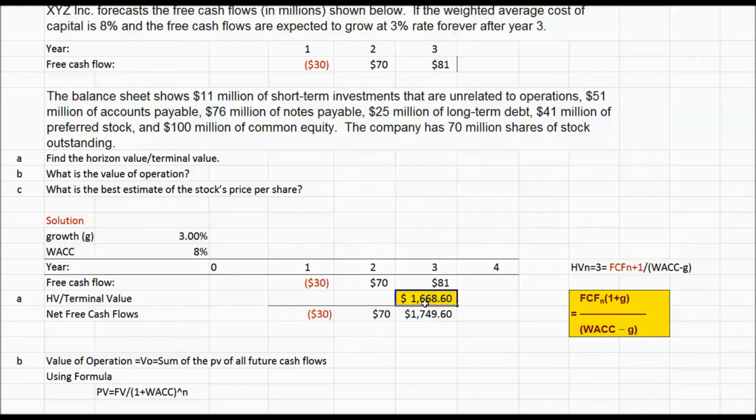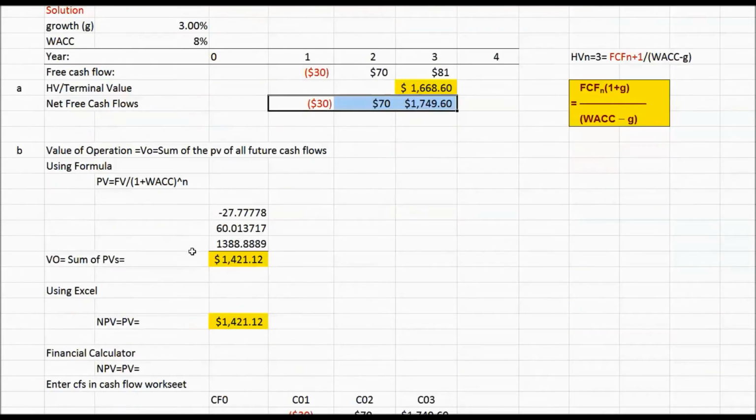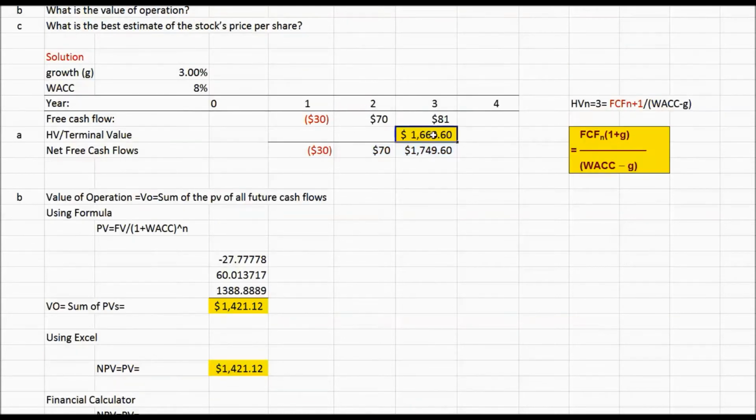Why do you need to find the terminal value? Because you need the net cash flows to find the value of operation, and I already walked you through the value of operation. So the growth rate is very important in this case. This terminal value is actually the value of all future cash flows going forward from year 3: year 4, year 5, year 10, 15, 20, 30, it just keeps on going. You can keep going for 100 years and the value of operation is still going to be the same. It's not going to be different. So that's very important.